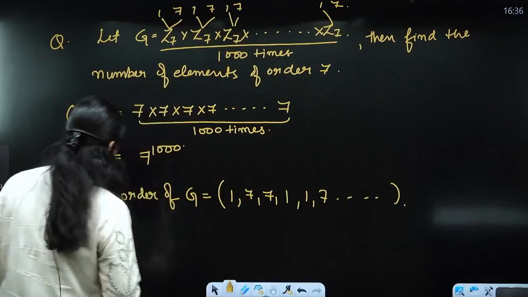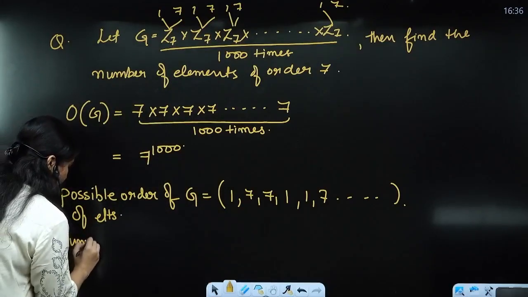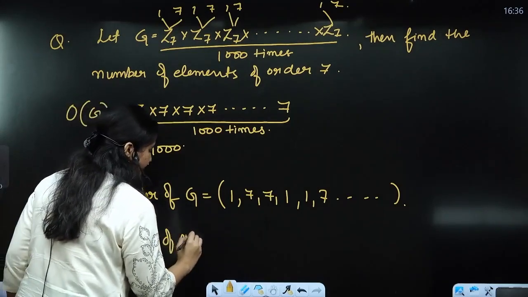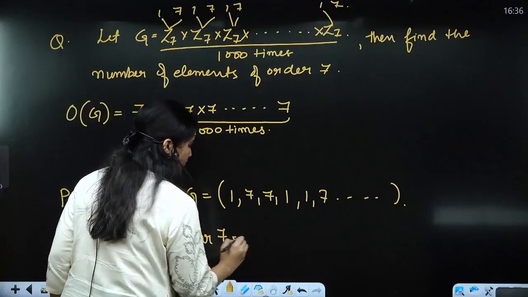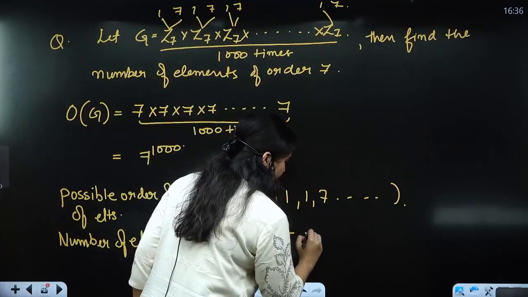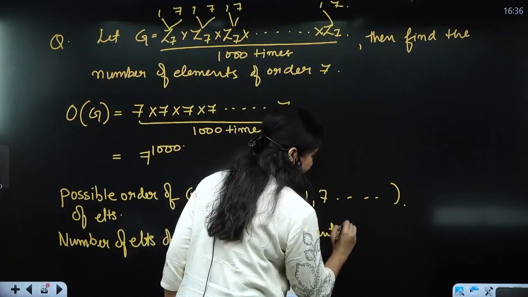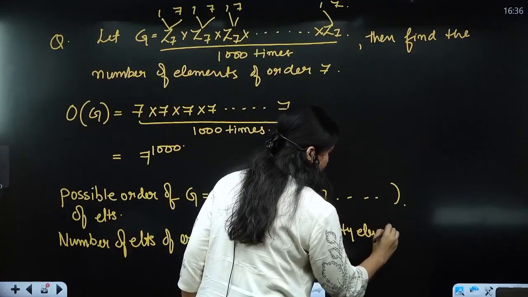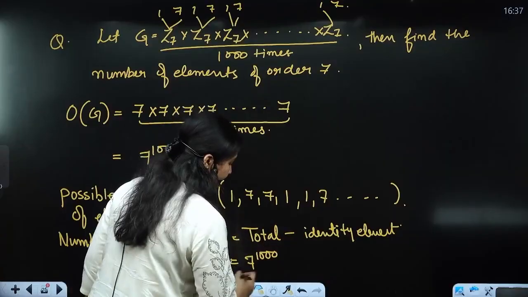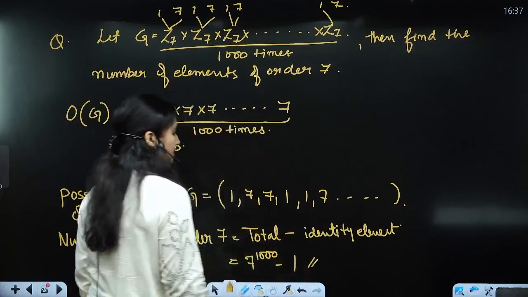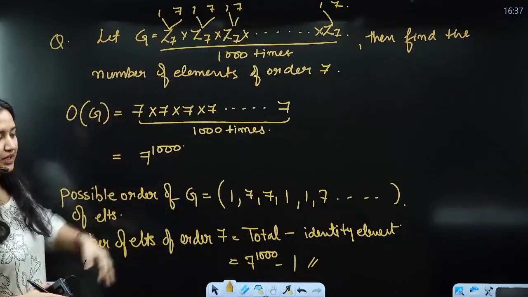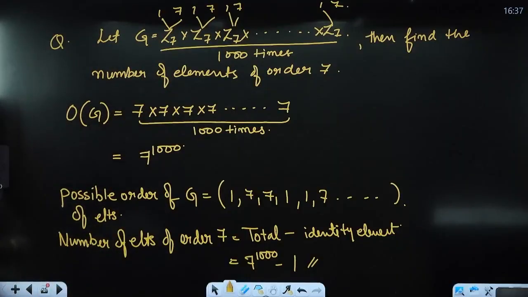So the number of elements of order 7 equals the total number of elements minus the identity element. That is 7 raised to the power 1000 minus 1. So these are the total number of elements which are going to be of order 7 in the group. Clear? Moving on to the next question.